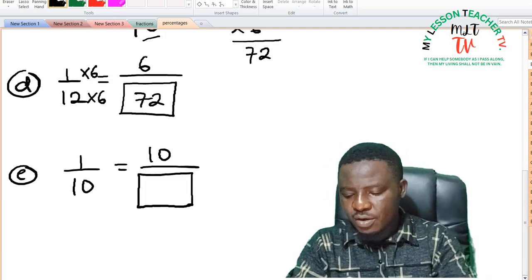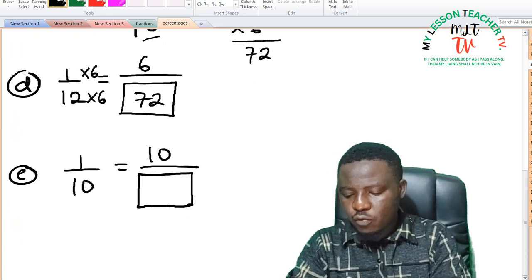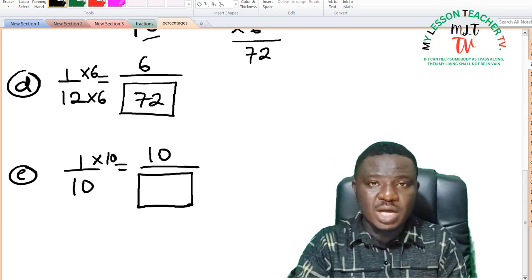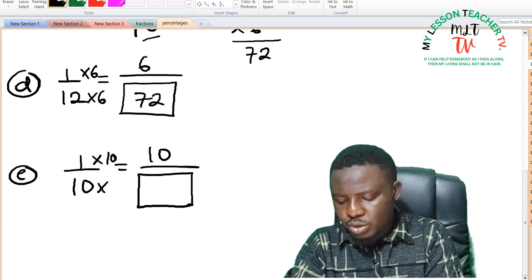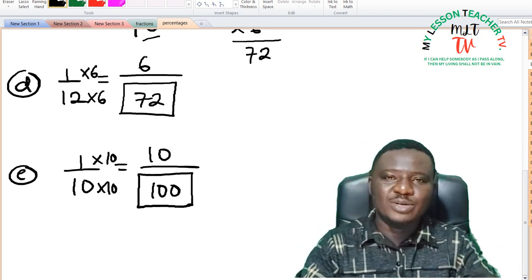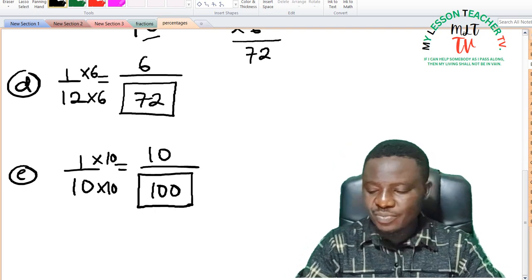E, we have to find the equivalent fraction of 1 over 10. So it therefore means that 10 divided by 1 is 10, meaning the numerator has been multiplied by 10. You also multiply the denominator by 10, and 10 times 10 gives you 100. So it's as simple as ABC.